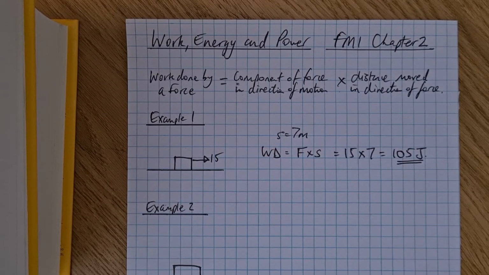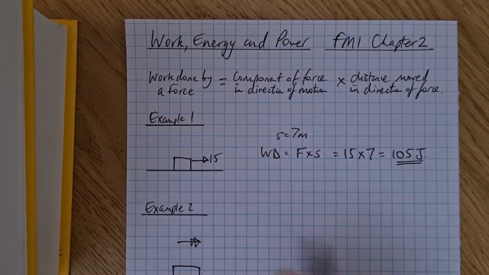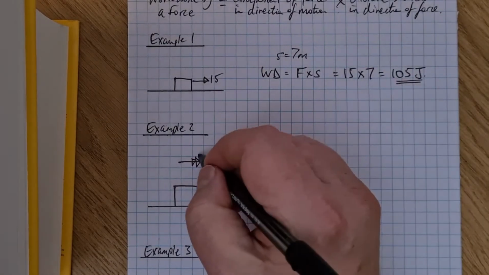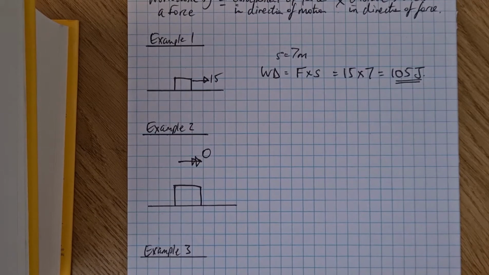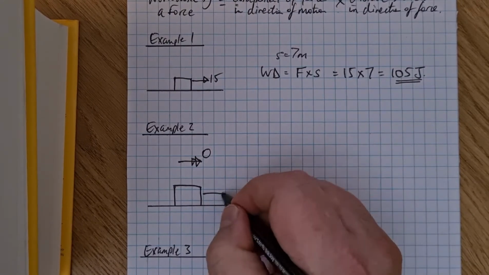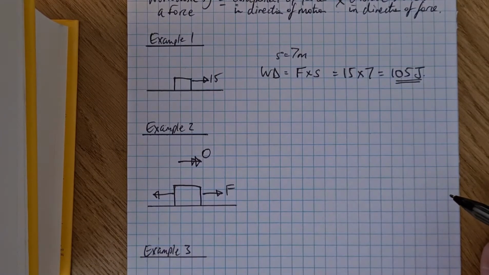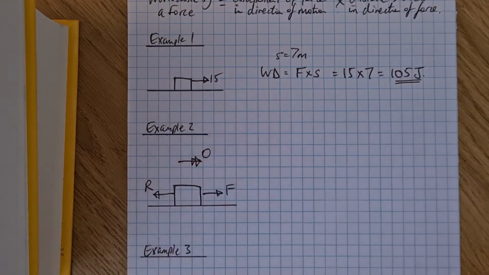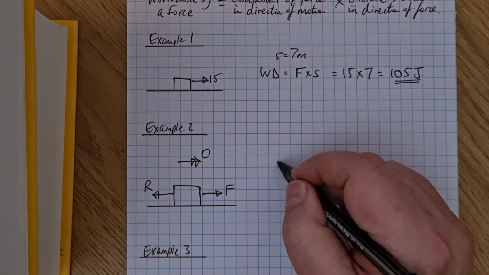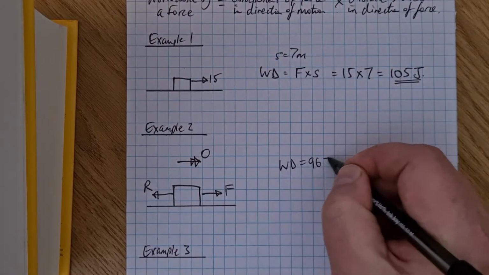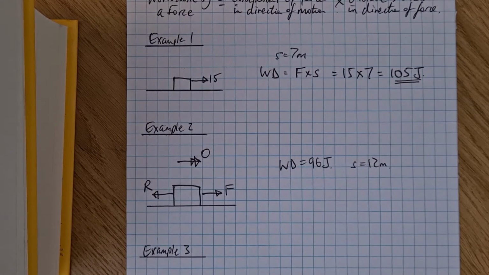Now, example number 2 is fairly similar, but this time we've got a packing case that is pulled across a horizontal floor by a horizontal rope. The case moves at a constant speed, so the acceleration is going to be 0, and the horizontal force we'll call F. It's told that there is a constant resistive force of R, opposing the motion. Now in this case we're told that the work done is 96 joules, and the journey across the horizontal floor is a distance of 12 meters.